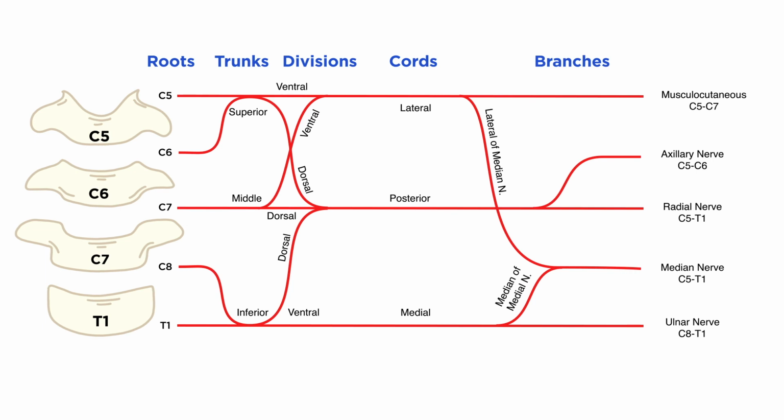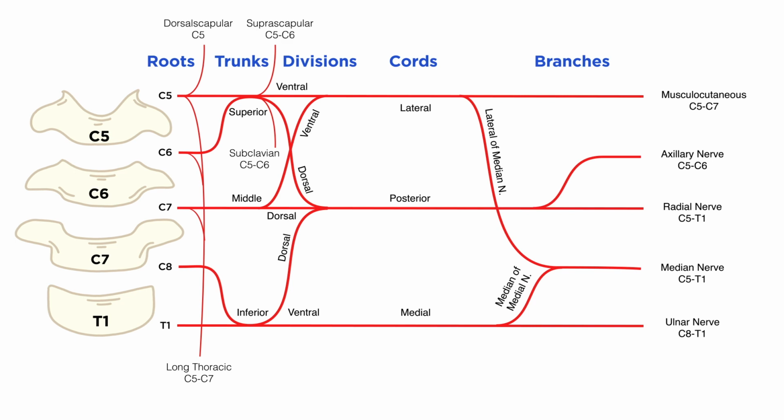Several other nerves originate throughout the brachial plexus. Immediately after nerve root C5 exits its foramen, the dorsal scapular nerve arises with innervation from C5. From the roots of C5, C6, and C7 comes the long thoracic nerve. The superior trunk gives off suprascapular nerve and subclavian nerve, both innervated by C5 and C6.